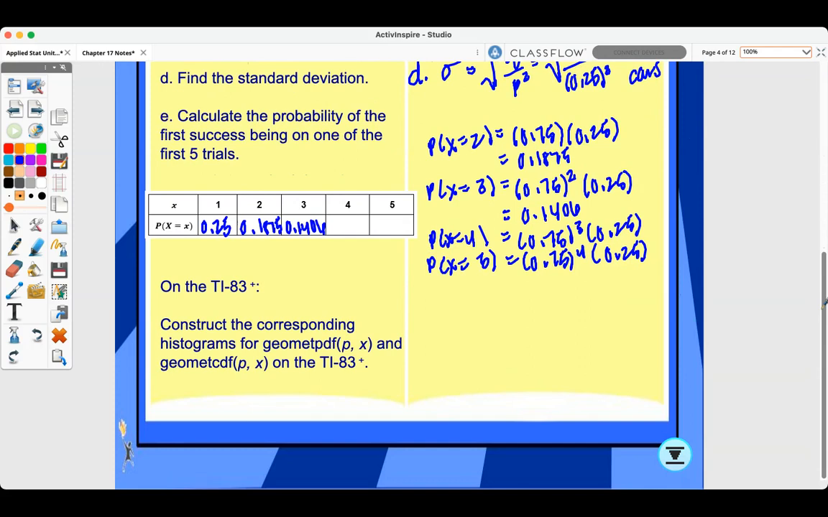So on your calculator, you can actually use your calculator functions. We're not going to construct a corresponding histogram for this. You can do that on your own. But one thing I do want to talk about on your calculator is you have geometpdf, and you'd put X and P in it. And that's the probability of success on the Xth trial.